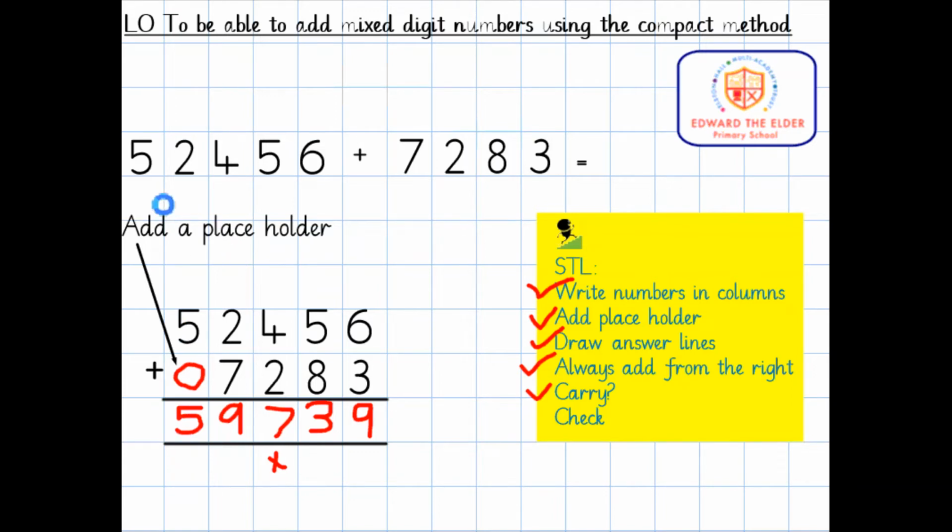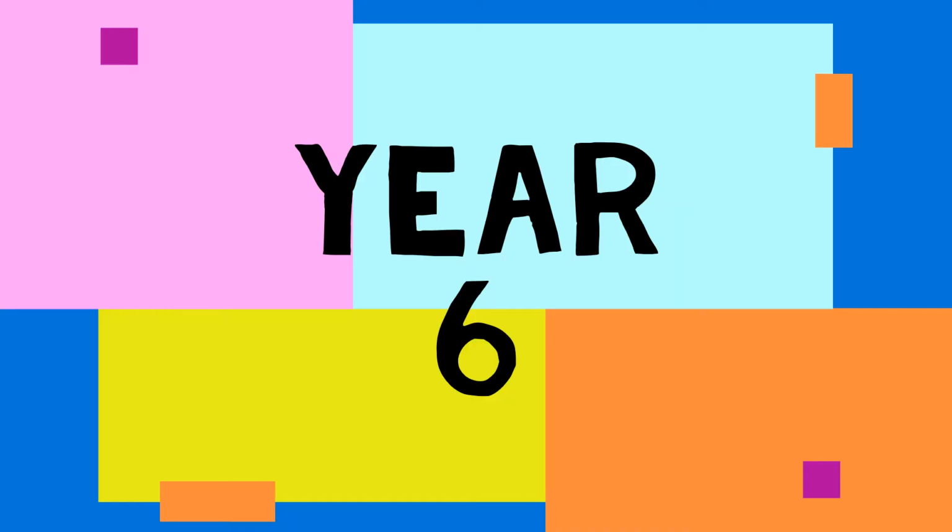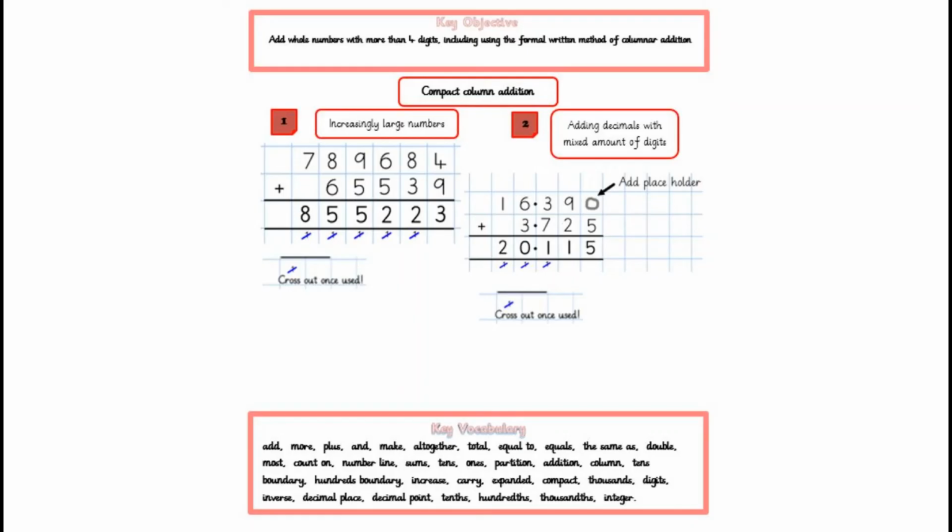So if we go back to my number sentence, 52,456 add 7,283 is equal to 59,739. If you follow all of these steps, you will be able to solve your mixed digit numbers addition.